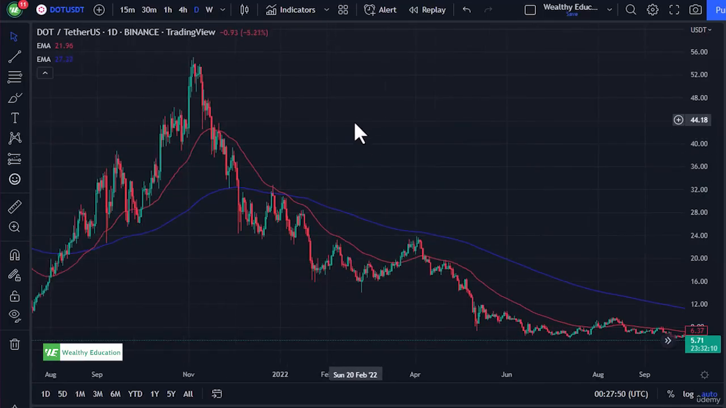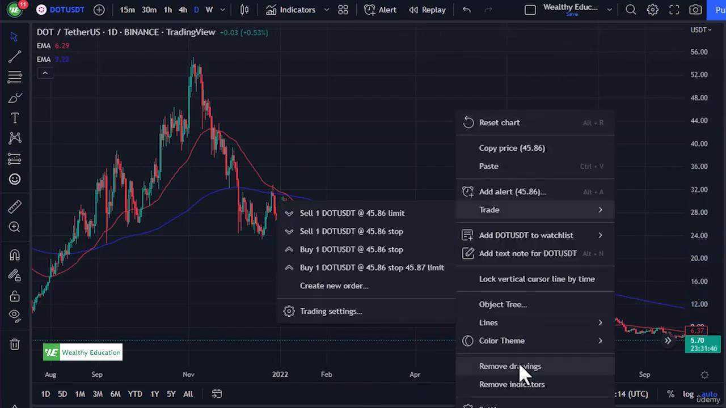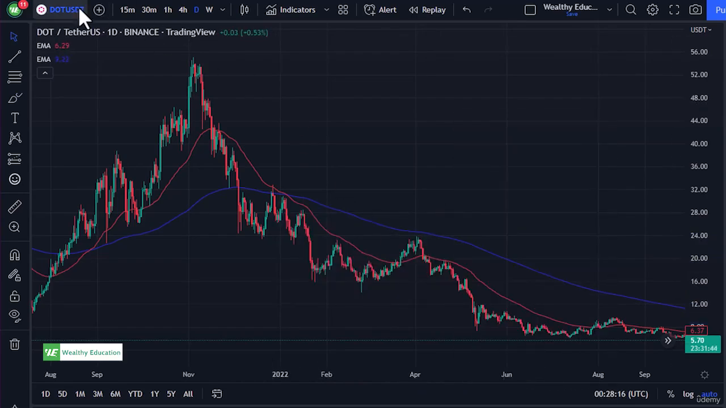So here is Polkadot against Tether. You can see that the market had been falling, but look at this. This is the other example that I want you to see. We tried to rally, we rallied a bit, we rallied even more, and we failed. So even though this is in a downtrend, it's a confirmation head and shoulders of the overall market itself.